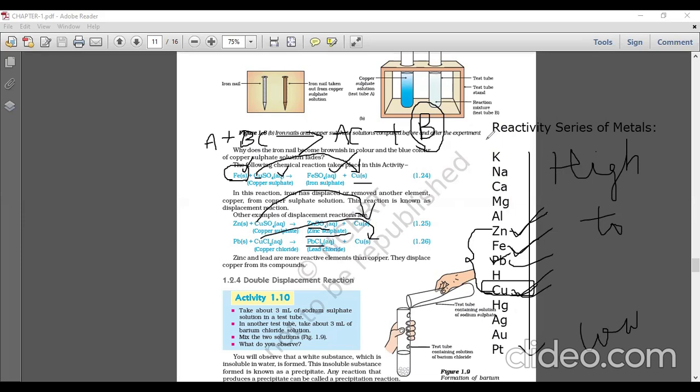So we should know about the reactivity series of metals. The most reactive is potassium, sodium, calcium, magnesium, aluminium, zinc, iron, lead, hydrogen, copper, mercury, silver, gold, and platinum. So this is about single displacement reaction, and for activity 1.9 I have already made a video. Please watch the video.